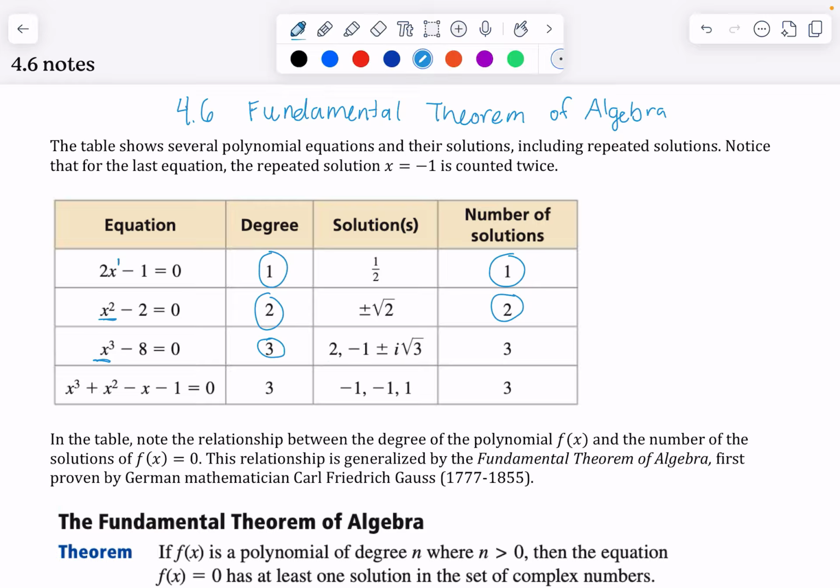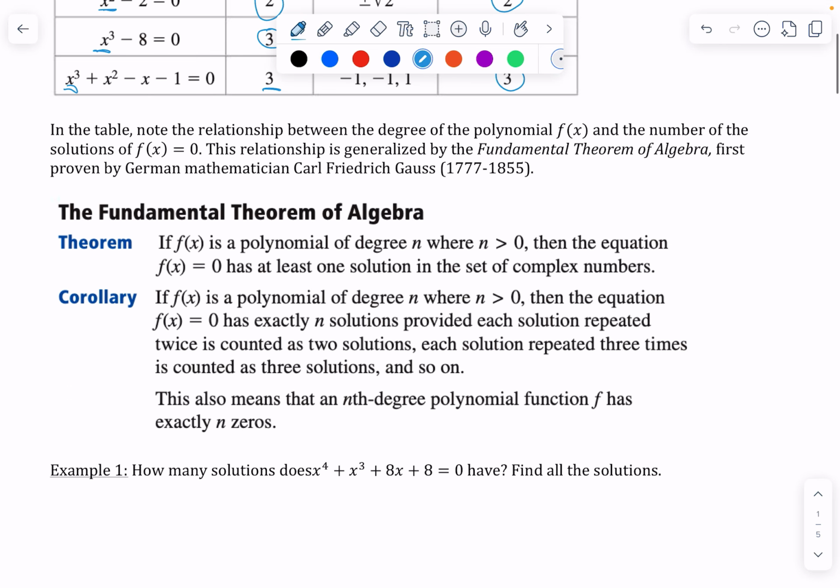So the degree of the polynomial tells you the number of solutions that there will be. Last example, you have a cubic again, and you still have 3 solutions. It just so happens that one of them repeats twice. So you count repeated solutions separately. So that's what the fundamental theorem of algebra is. It's that the degree of a polynomial, the equation has exactly that many solutions.